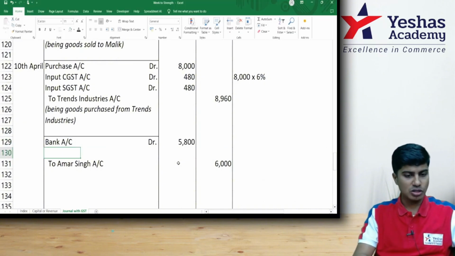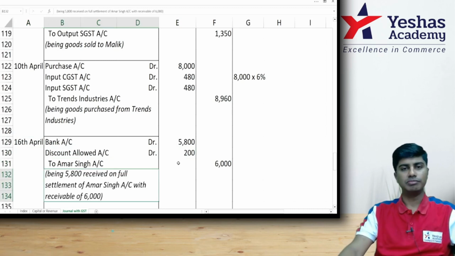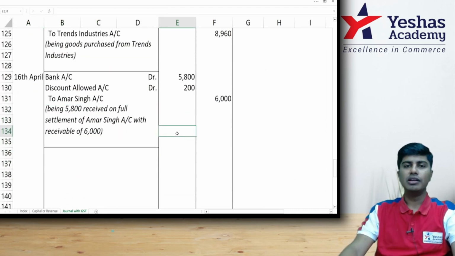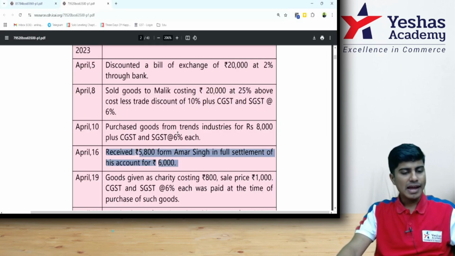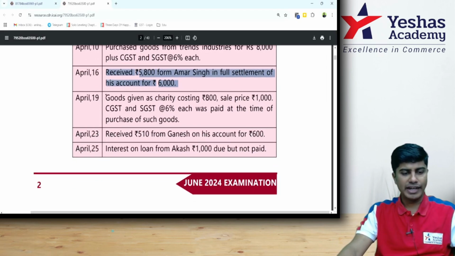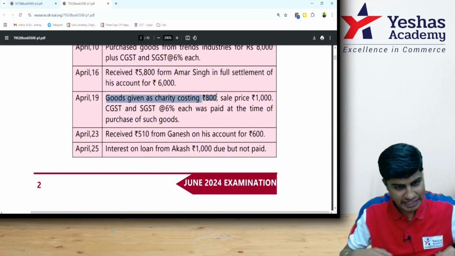And the difference of 200, what I am not going to collect, will be called discount. So I have collected 5,800 against the actual amount to be collected of 6,000. So the difference of 200 will be discount that I am allowing to Amar Singh. Got it? After this, on 19th of April, goods are given away as charity, costing rupees 800.